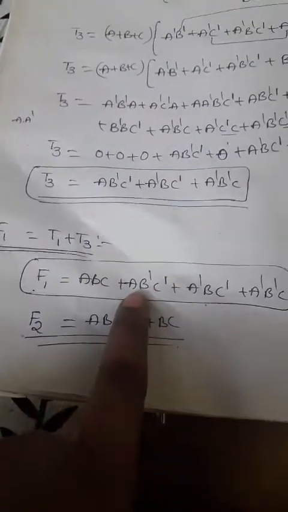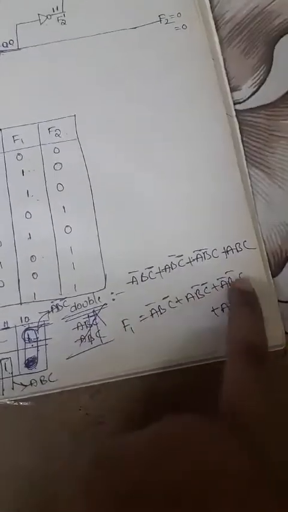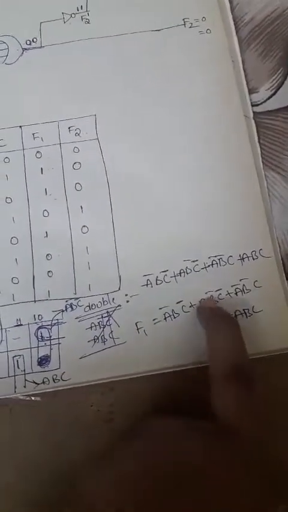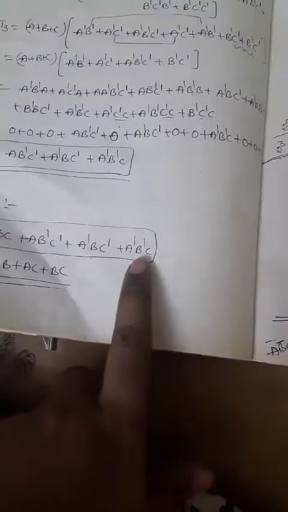Is it matched or not? Just check it. The F1 output is A B C, and the next one is A B complement C complement. Here we are getting A B complement C complement. The next one is A complement B C complement, here also A complement B C complement, and the next one is A complement B complement C. So it is matched. So this is F1, and now we find the F2 value.